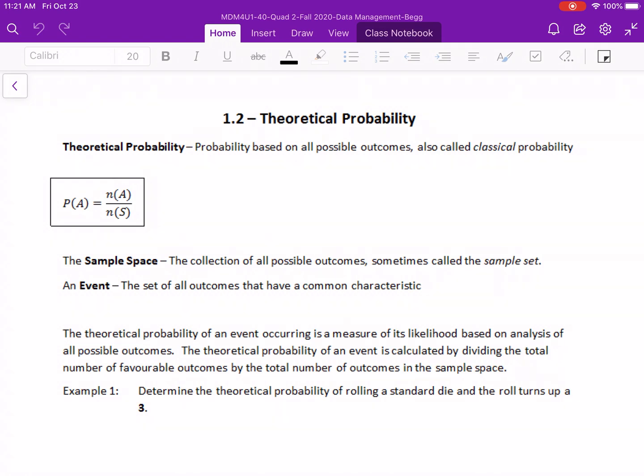In this lesson, we're going to look at theoretical probability. You may remember in the last lesson we looked at experimental probability. And so these are both measuring the same thing. They're measuring the likelihood of something happening, but they're doing it two different ways.